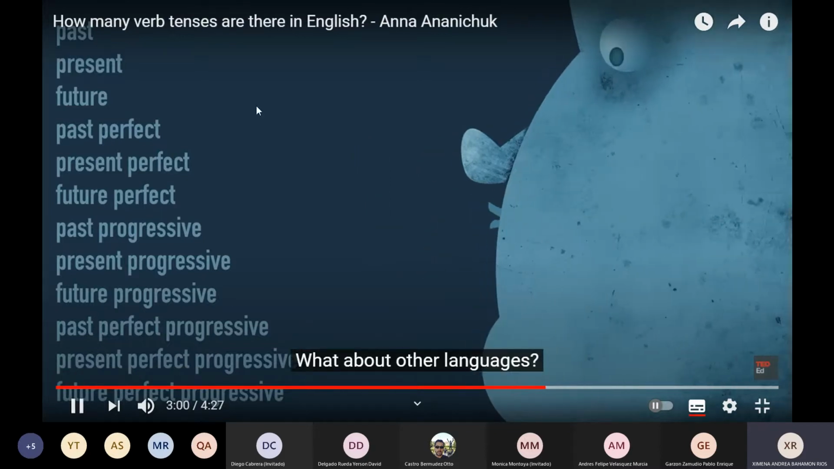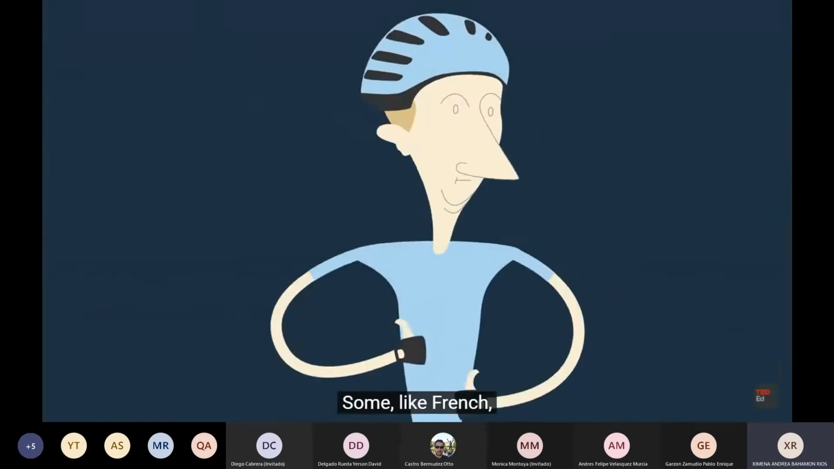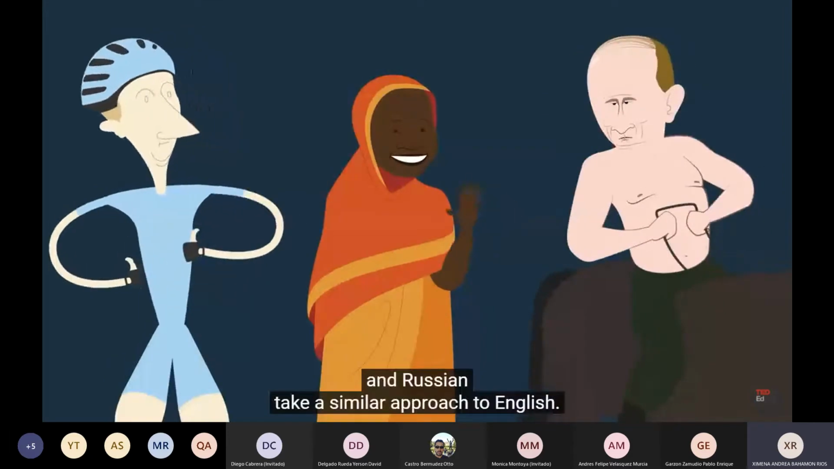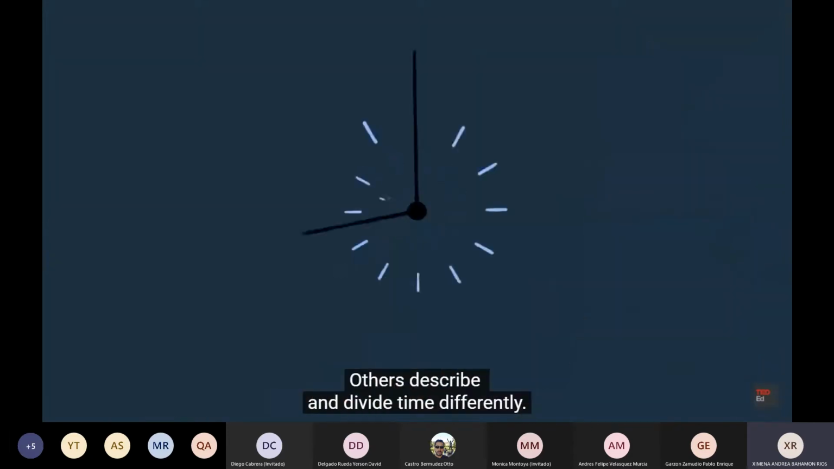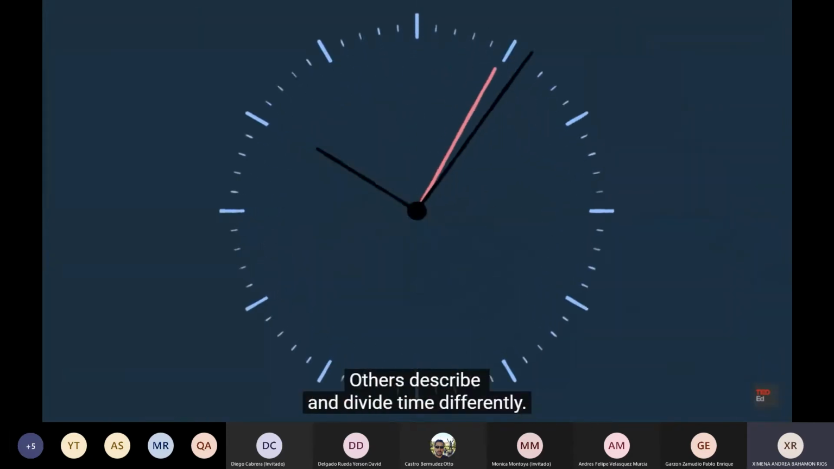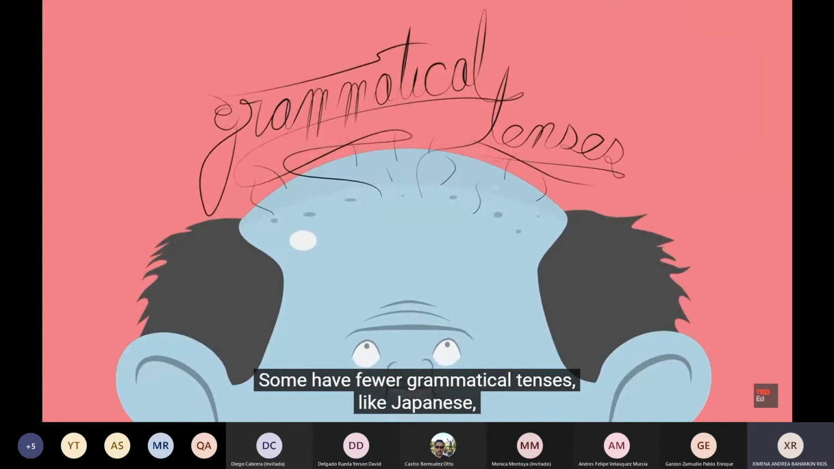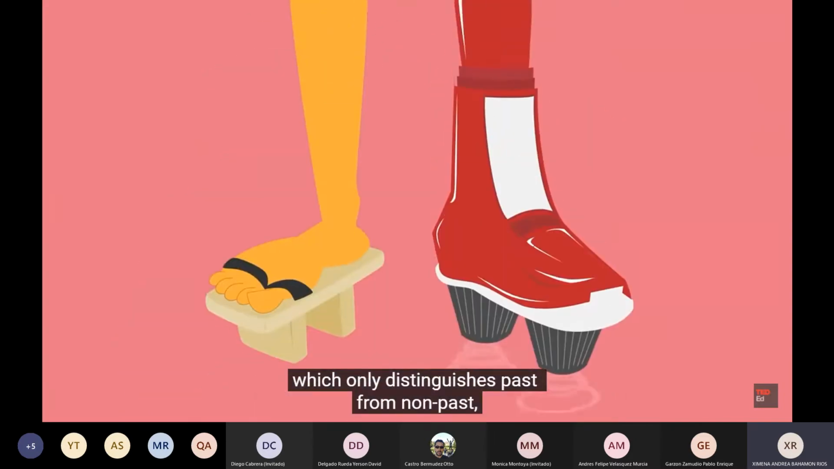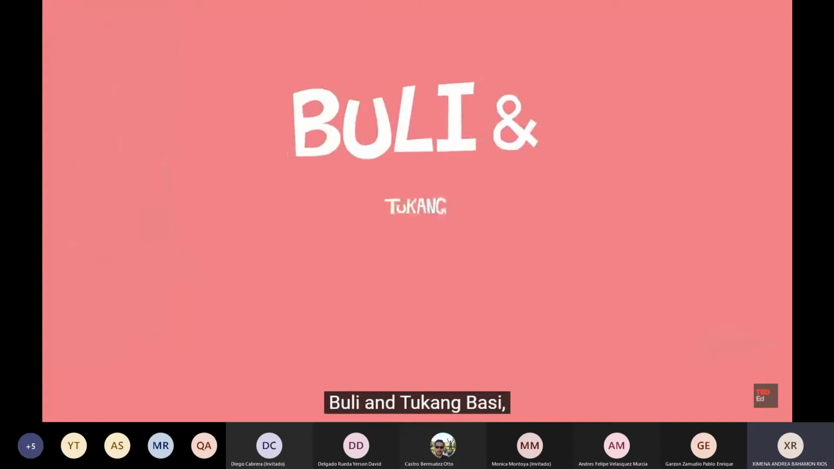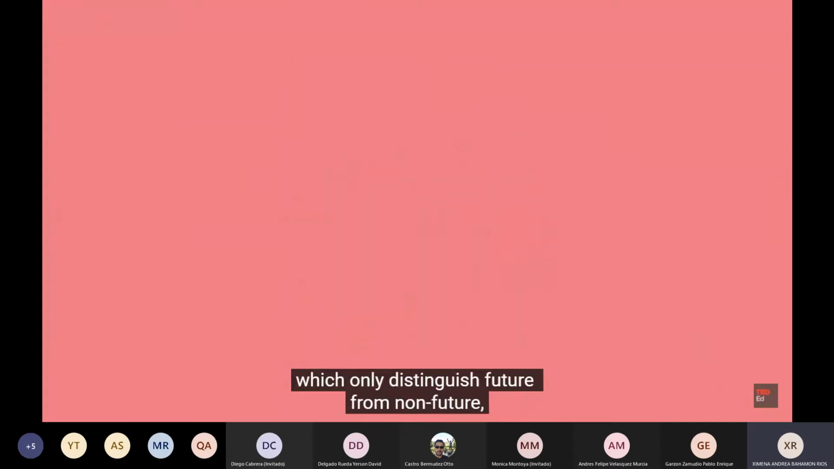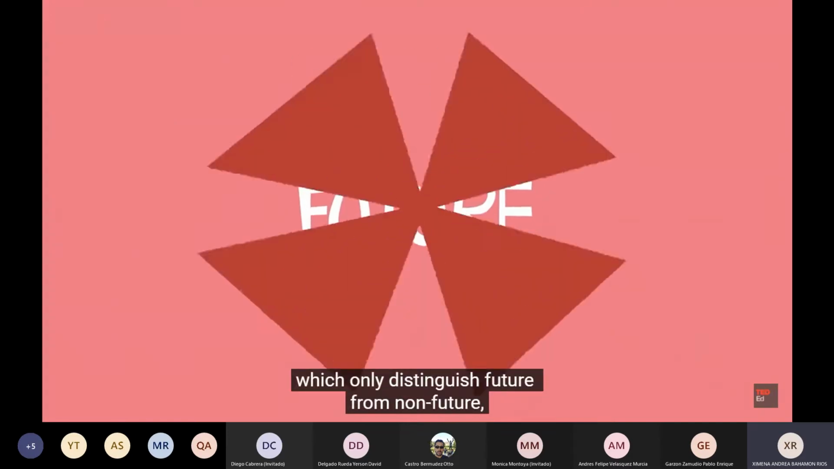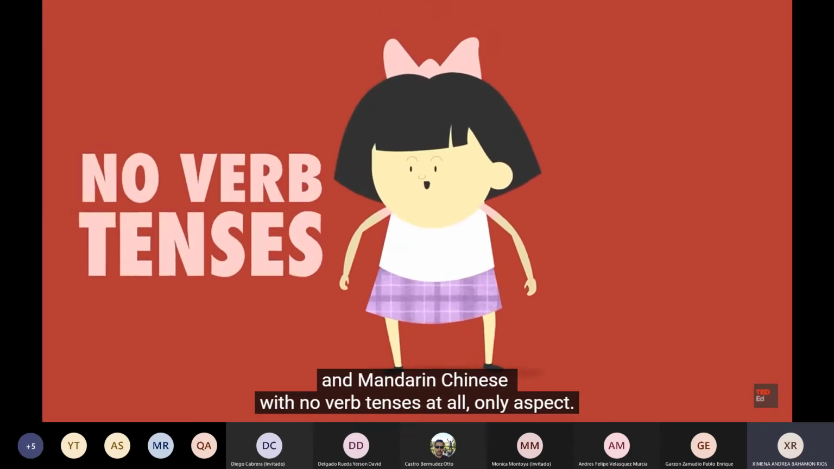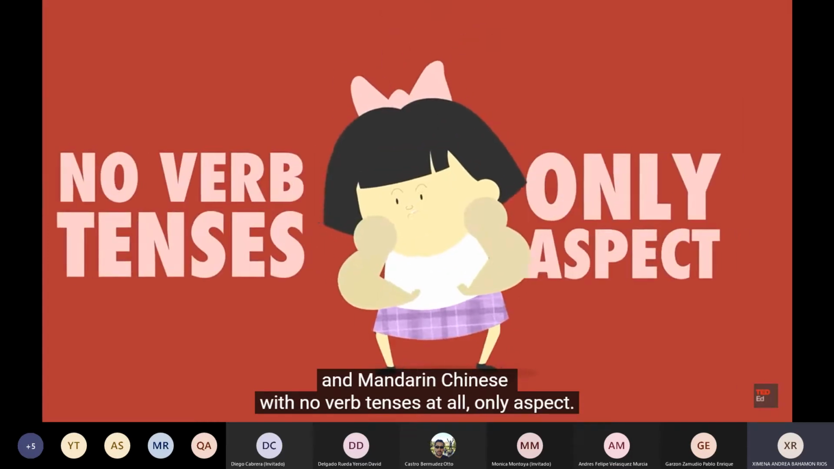What about other languages? Some, like French, Swahili, and Russian, take a similar approach to English. Others describe and divide time differently. Some have fewer grammatical tenses, like Japanese, which only distinguishes past from non-past. Buli and Tukangbesi, which only distinguish future from non-future. And Mandarin Chinese, with no verb tenses at all, only aspect.